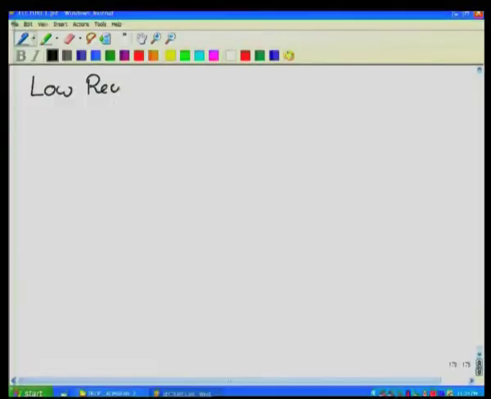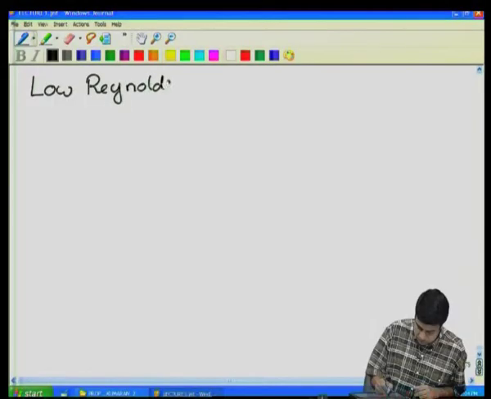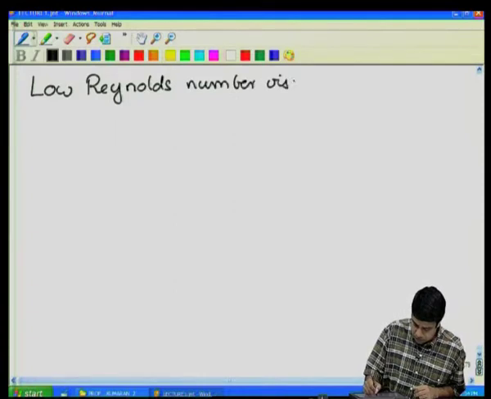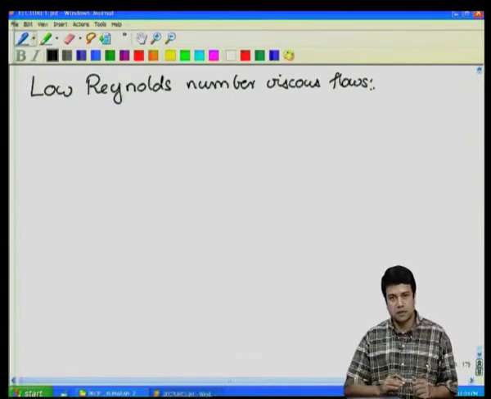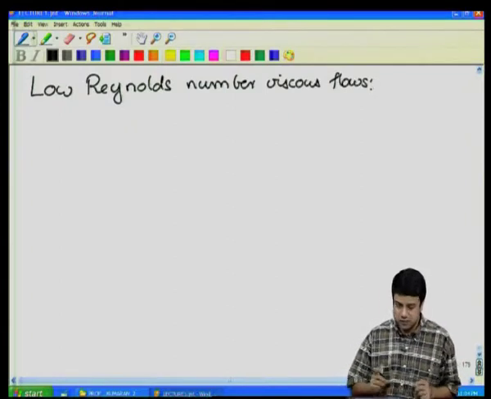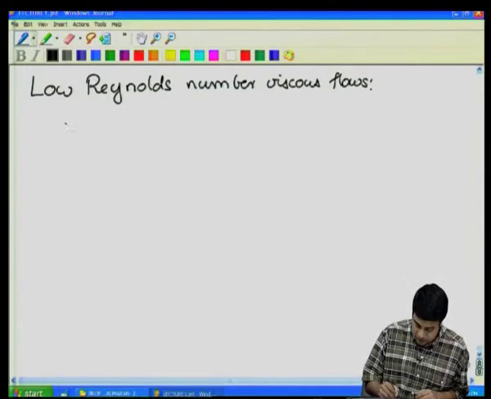So, welcome to lecture number 24 of our course on fundamentals of transport processes. We were just about finishing up on our discussion of viscous flows in the low Reynolds number limit. These are low Reynolds number viscous flows, and as I told you, the governing equations are the Stokes equations.